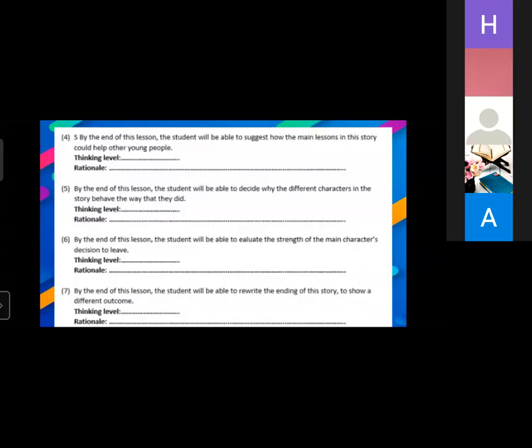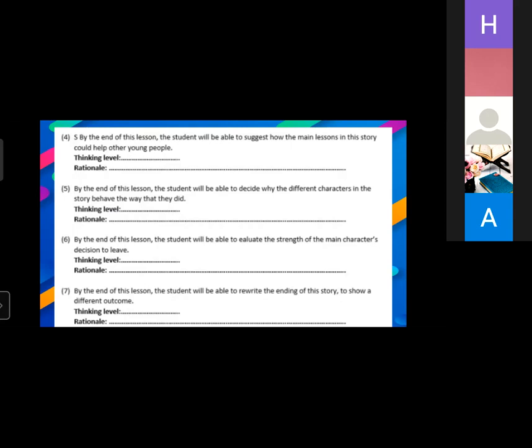of Bloom's taxonomy. Okay, here are some more objectives. We can read quickly not to waste our time. By the end of this lesson, the student will be able to suggest how the main lessons in this story could help other young people. So, which thinking level is it? Which thinking level? I think creating.